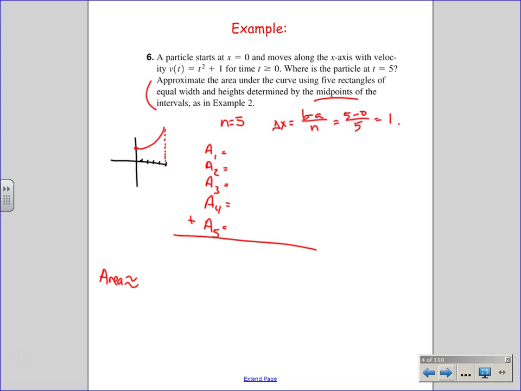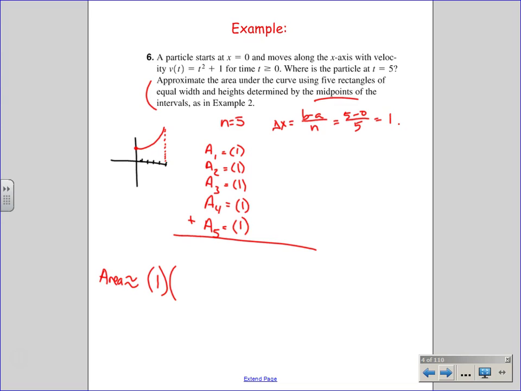The first rectangle is going to have a base of 1. Wait, they all have bases of 1, right? So if they all have bases of 1, what could I factor out of all of them? A base of 1. If this was 1/2, it'd be 1/2. If that was 2/3, it'd be 2/3. If that was 17, it'd be 17. They're all going to have the same base because it said equal width.